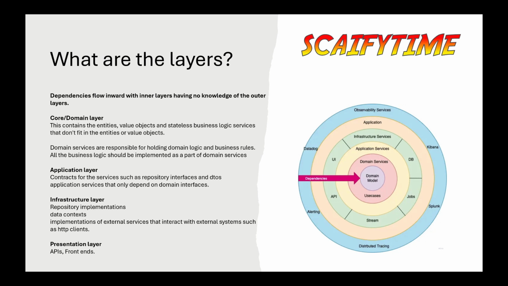Outside of the application services layer, we have the infrastructure layer, in green. It is here that we would have our repository and service implementations of the interfaces that we defined in the app services layer, along with any data context that we might need. Any services that interact with external systems such as APIs will have concrete implementations in this layer.